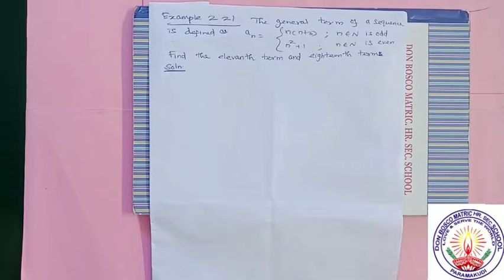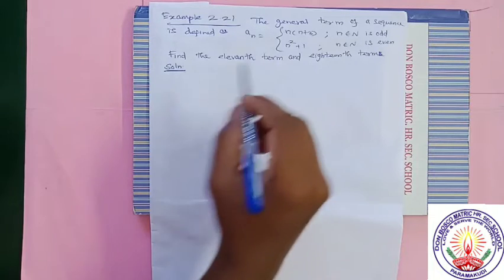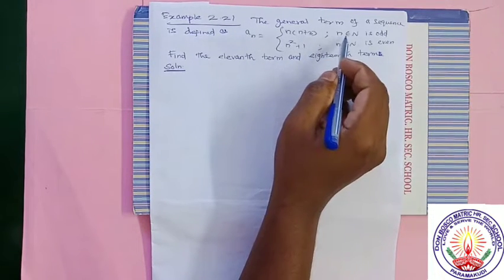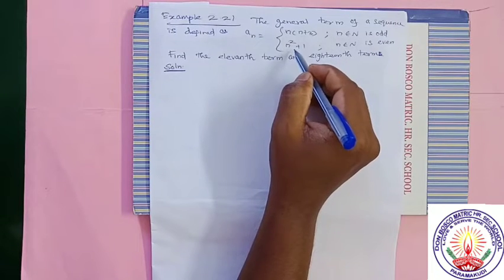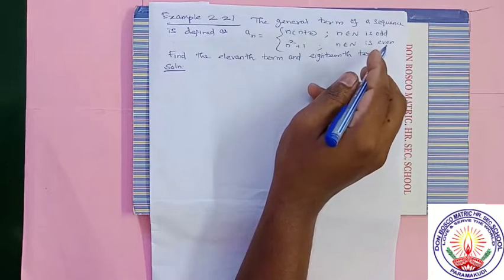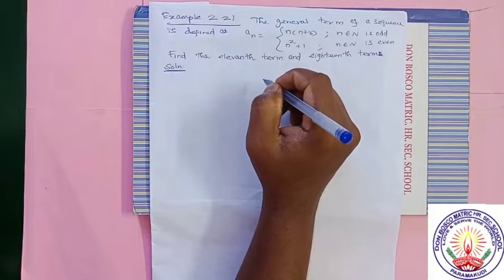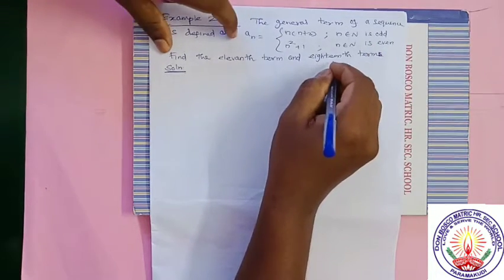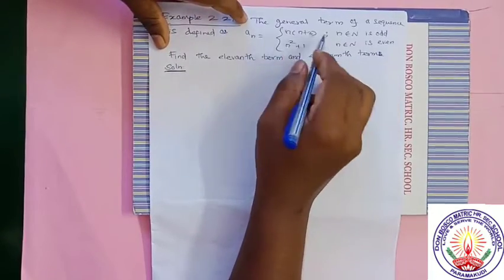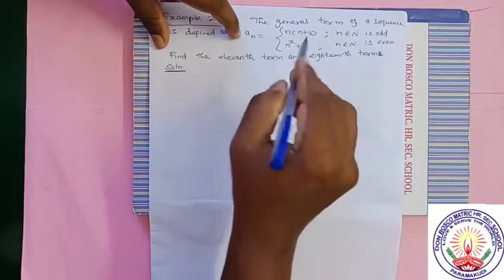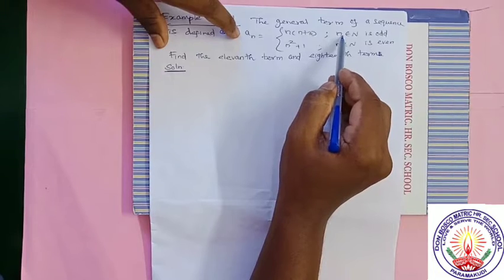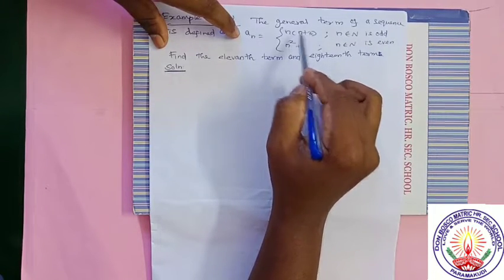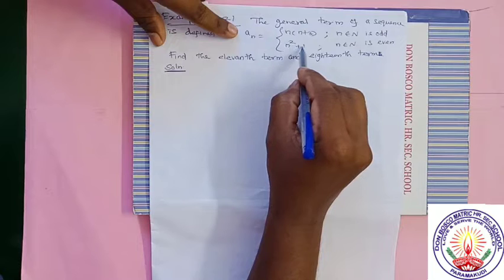Example 2.21. A general term of a sequence is defined as a n is equal to n into n plus 3, where n belongs to N and n is odd, and n square plus 1, where n belongs to N and n is even. Find the 11th term and 18th term when the general term of the sequence is given. You have to understand the n: if n is odd, we have to take this sequence. When n is even, we have to take this sequence. It changes depending on whether n is odd or even.